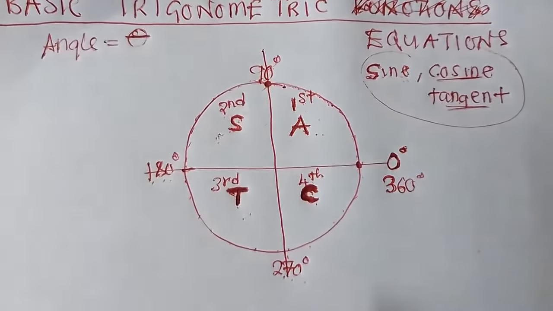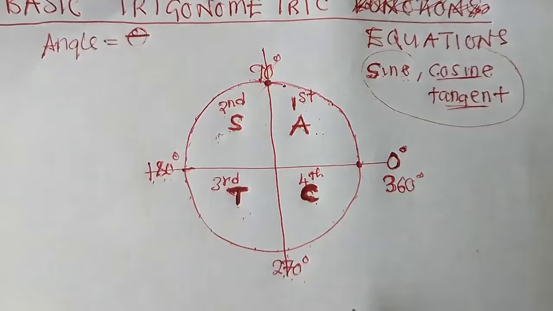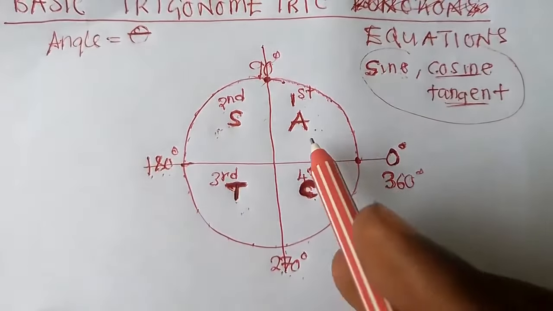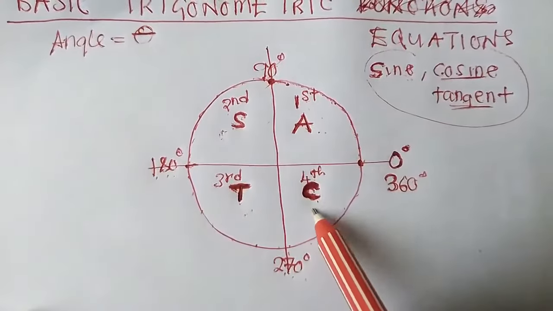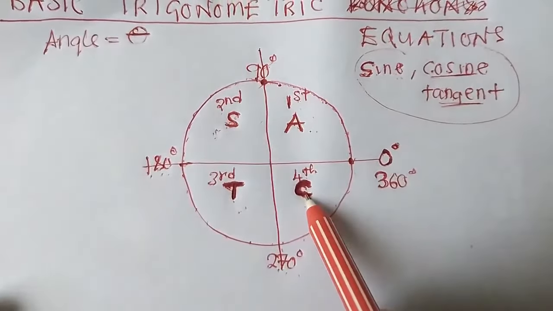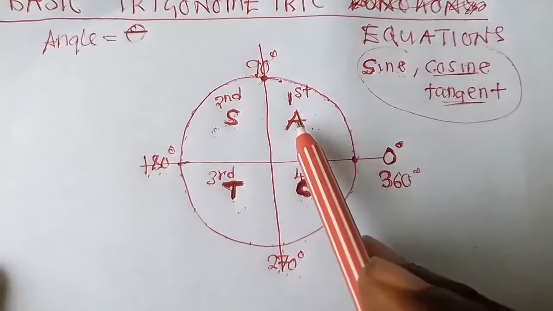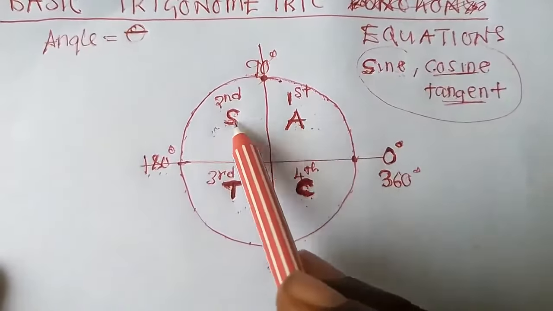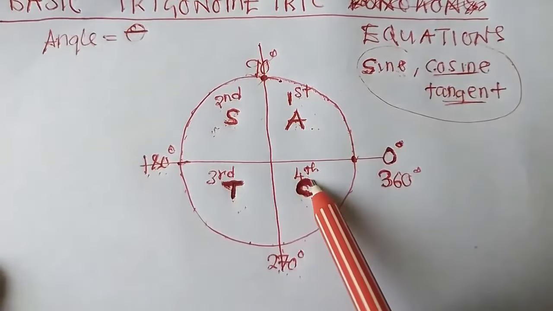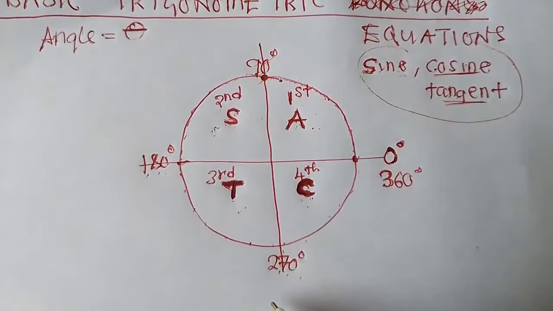So this is what you need to understand. This principle, you need to understand it. I'm going to repeat what I've just explained. The best way to memorize this is to say, "All Students Take Coffee." You know that All starts with A, Students starts with S, Take starts with T, Coffee starts with C. This is what you need to know and understand.